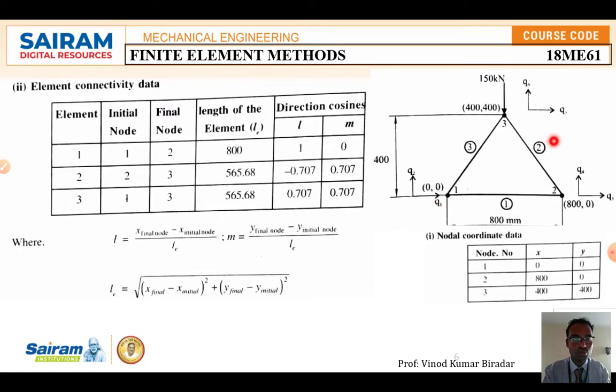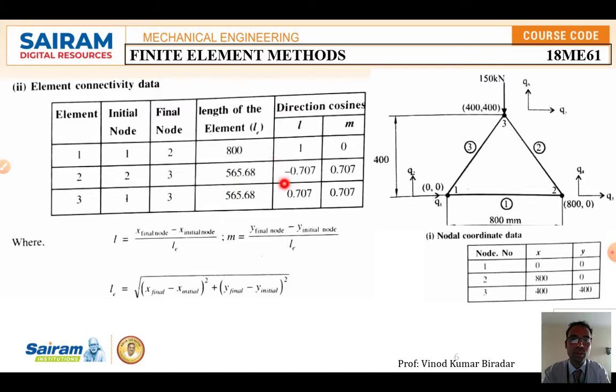The square root of 400 squared plus 400 squared gives 565.68. That is the length of the element. Don't take 400, because 400 is the height; the length is different from the height. You need to calculate the length from here to here, so with the help of this formula you are going to get 565.68.